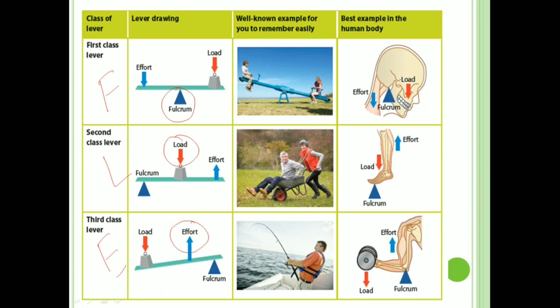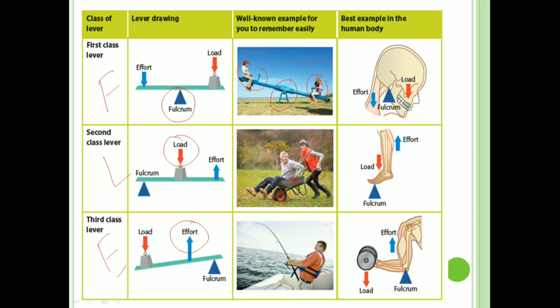Now, in the first order lever, you can see the example seesaw, which all of you have seen in the park. So this is the fulcrum. On one of the sides load will be there and on one of the sides effort will be there. Second order lever, wheelbarrow. So the wheel is going to represent the fulcrum and the person who is sitting in this wheelbarrow is the load, and the effort is applied by this person by holding this handle.